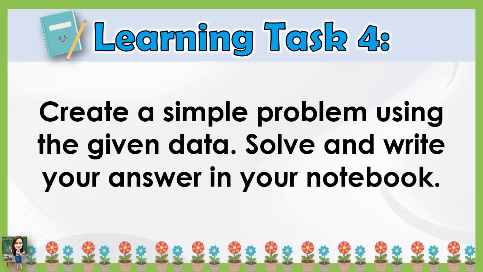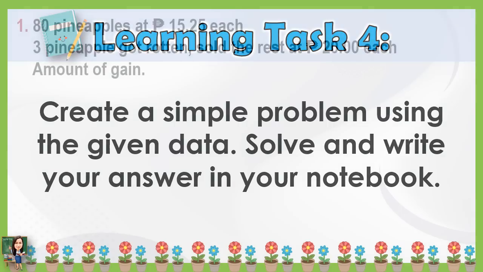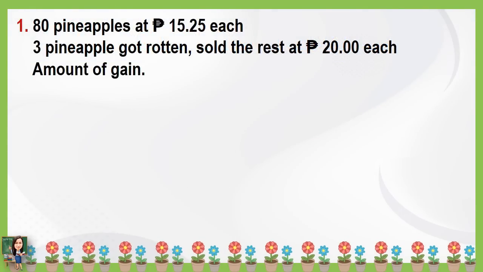I'll give you an example for number 1. For number 1, the given data is 80 pineapples at 15 pesos and 25 centavos each. 3 pineapples got rotten. Sold the rest at 20 pesos each, amount of gain.